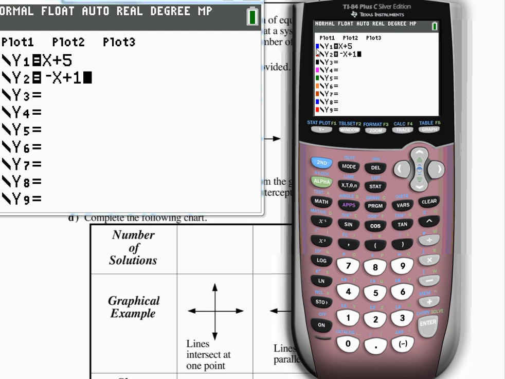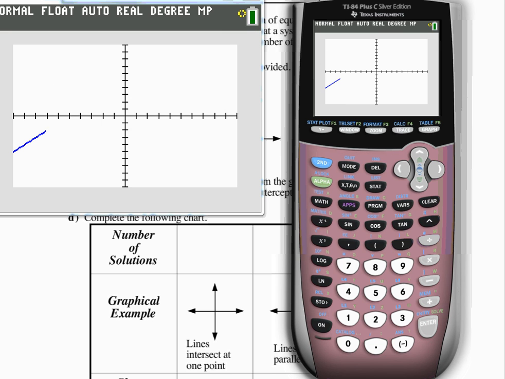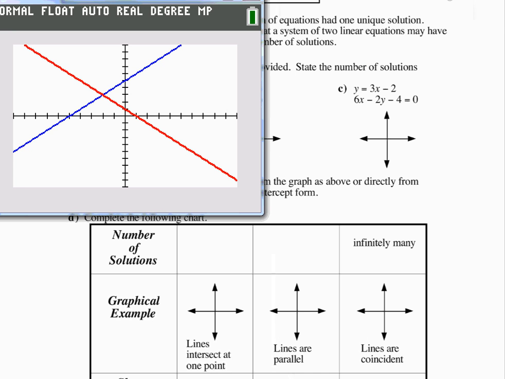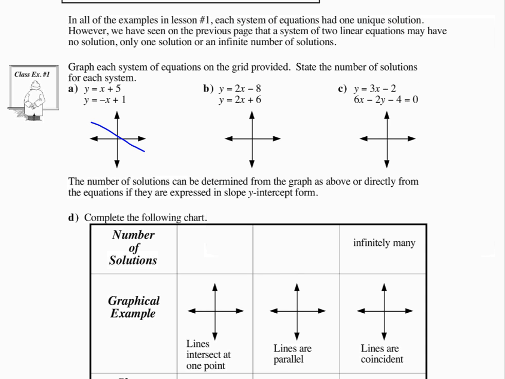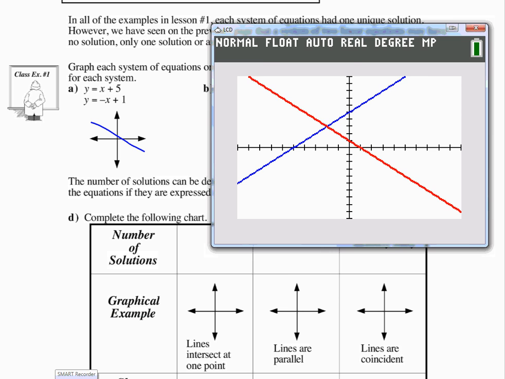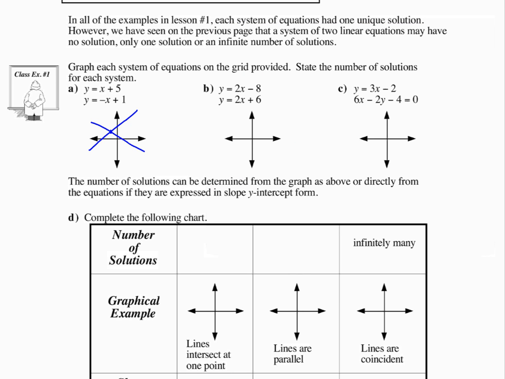So let's look at your graph. If your windows aren't normal, zoom 6. Mine are normal. Okay. So this graph has how many solutions? Remember, what is a solution? Intersection point. So how many intersection points? 1. So this graph would have one solution. If we do just a quick sketch here of what we see, a line like this, and a line like this. Okay, so we have one solution.